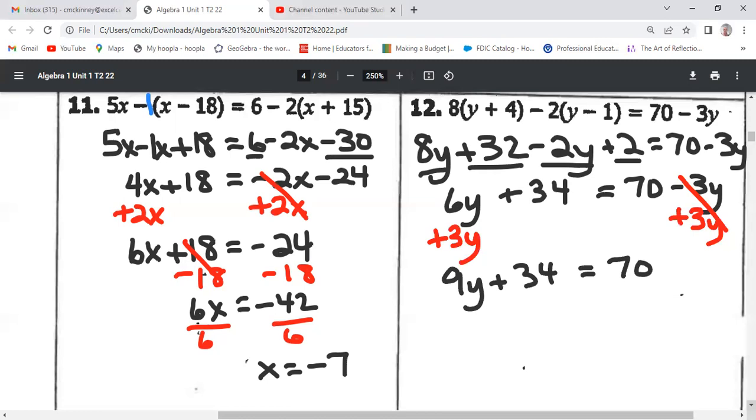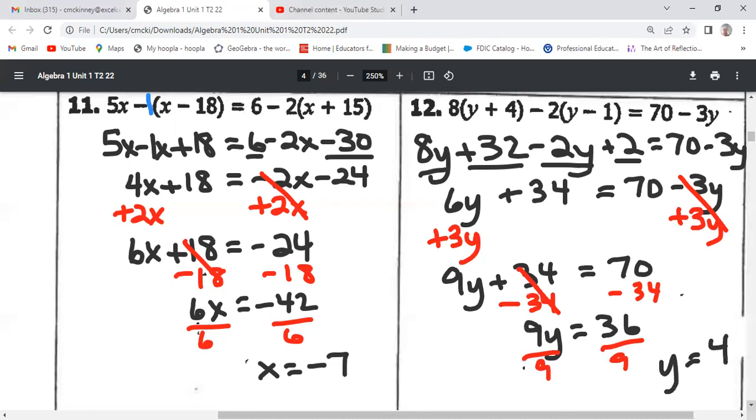Nice familiar two-step equation. Subtract 34. Divide by 9. And y is equal to 4. Okay. All right. Remember that you can pause the video or rewind if you need to go back and catch something.